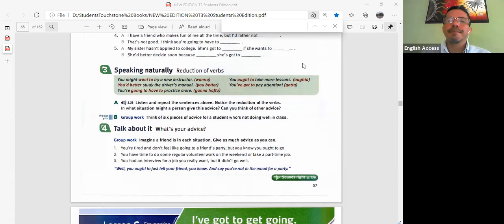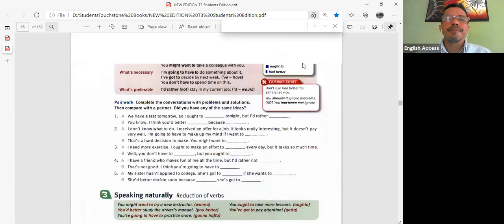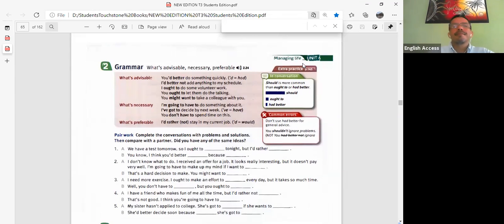Grammar. What's advisable? Necessary? Preferable? What's advisable? You'd better do something quickly. I'd better not add anything to my schedule. I ought to do some volunteer work. You ought to let them do the talking. You might want to take a colleague with you. What's necessary? I'm gonna have to do something about it. I've got to decide by next week. You don't have to spend time on this. What's preferable? I'd rather stay in my current job.